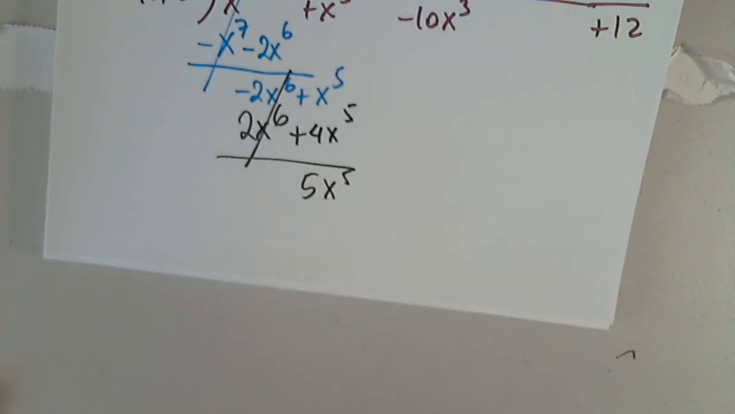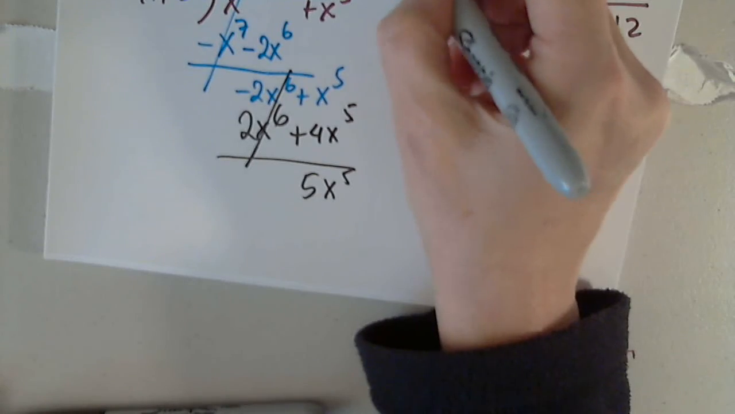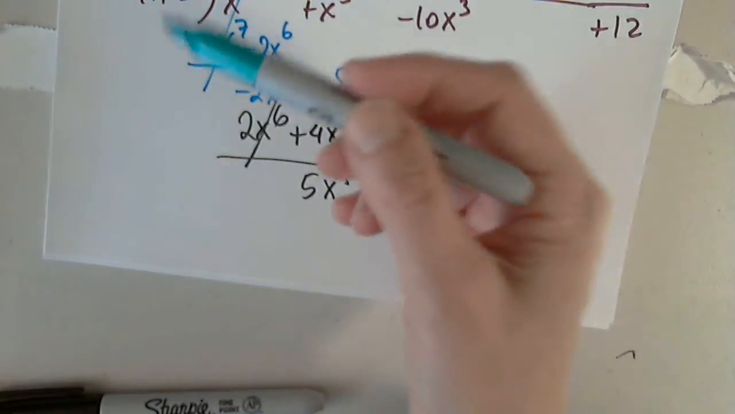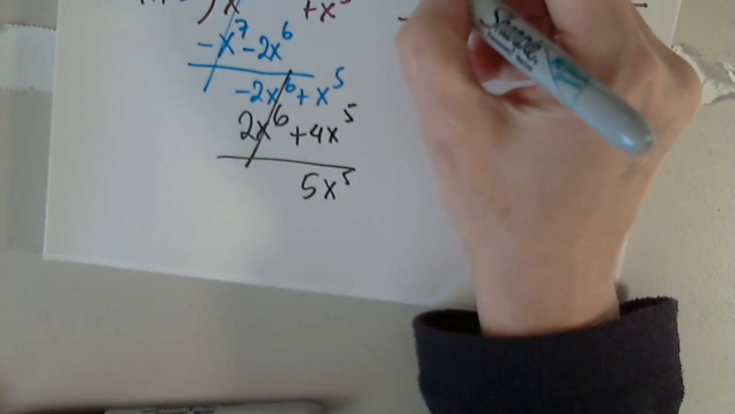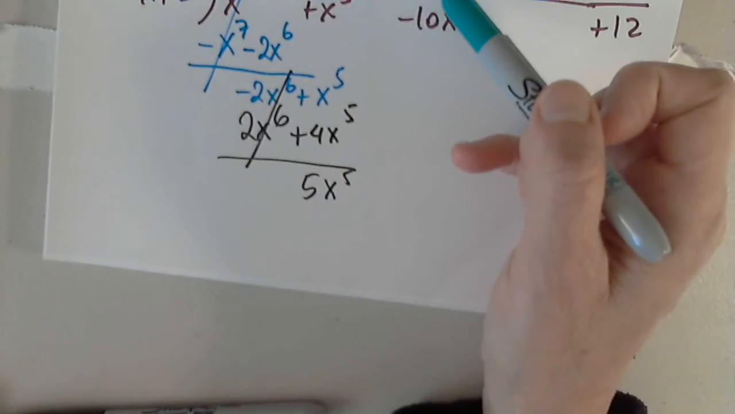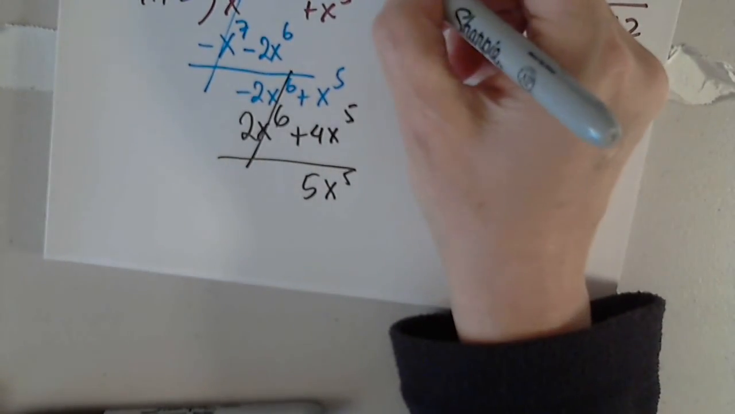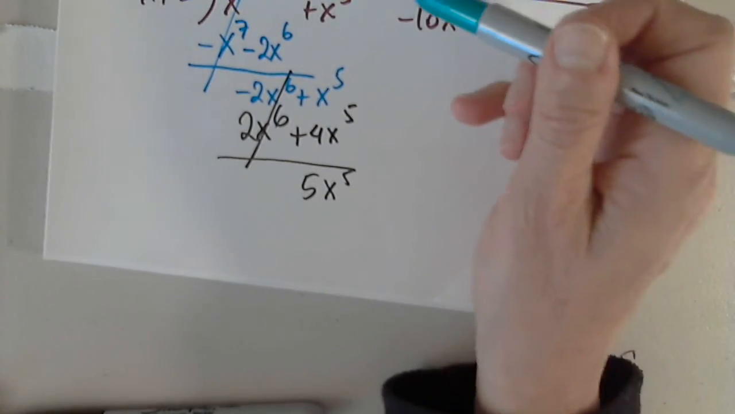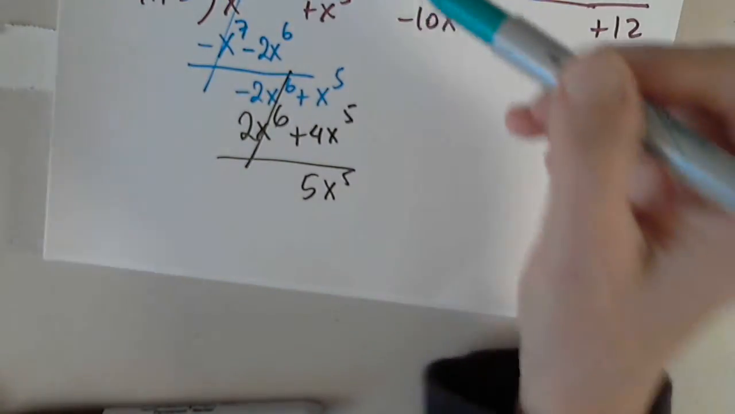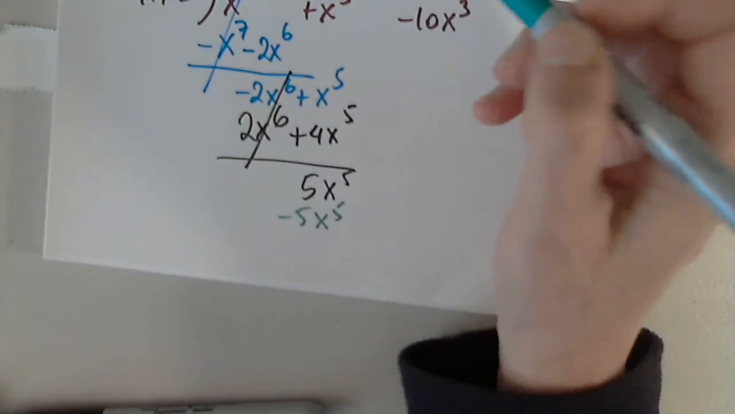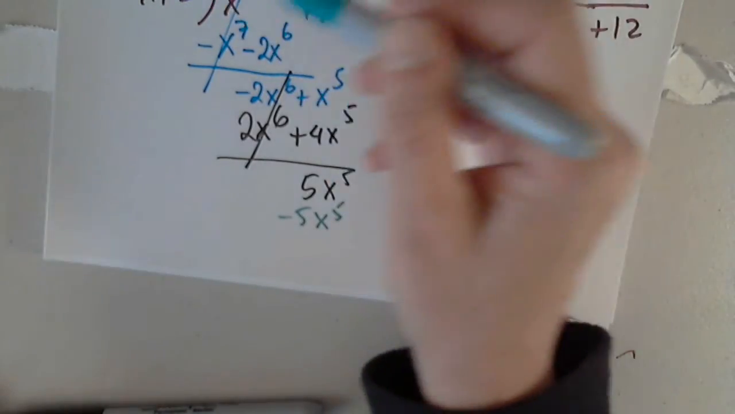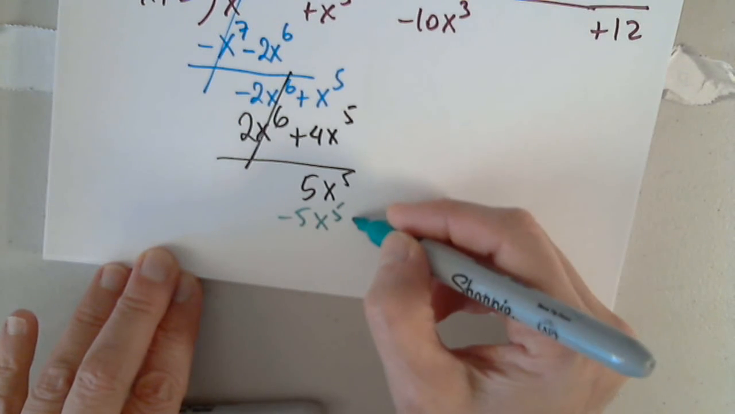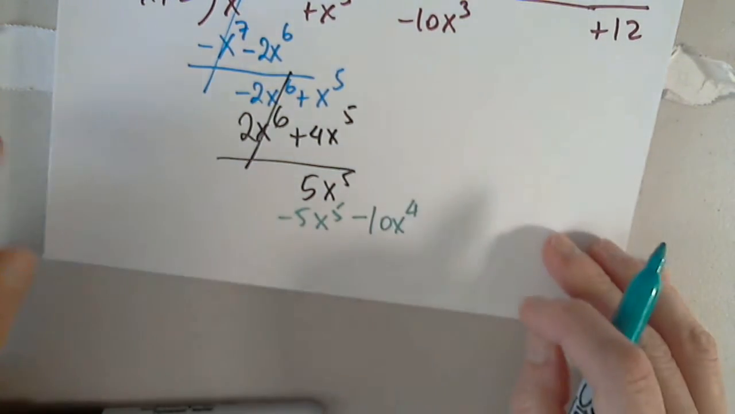X times what is 5x to the 5th, and of course that will be 4x to the 5th. 4x to the 5th times x is 4x to the 4th times x is 5x to the 4th times x is 5x to the 5th. Subtract. But now look what happens. 5 times 2 is 10x to the 4th. I don't have where to put it, so I'm going to put it right under here. So it's going to be negative 10x to the 4th.